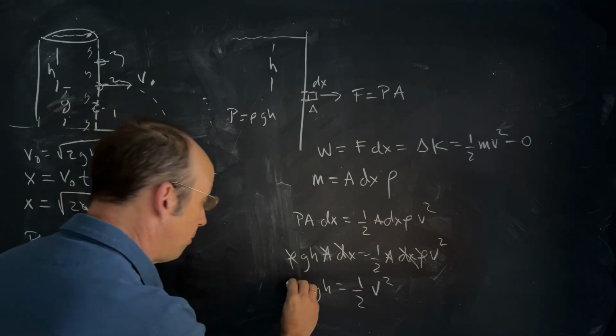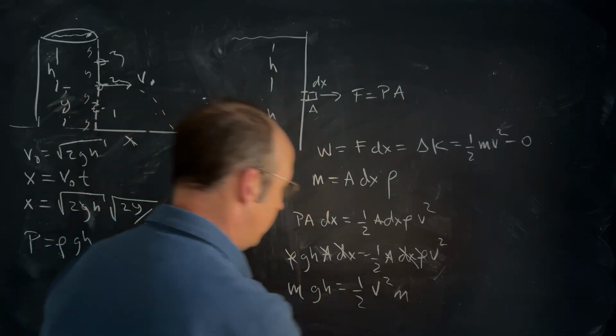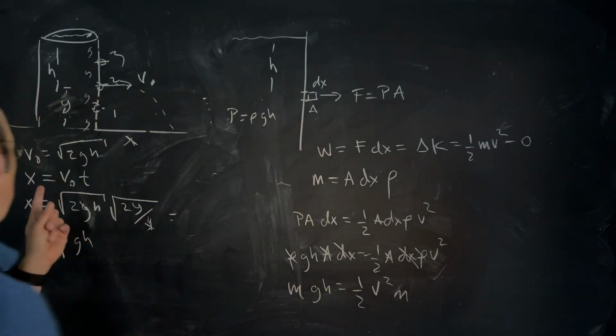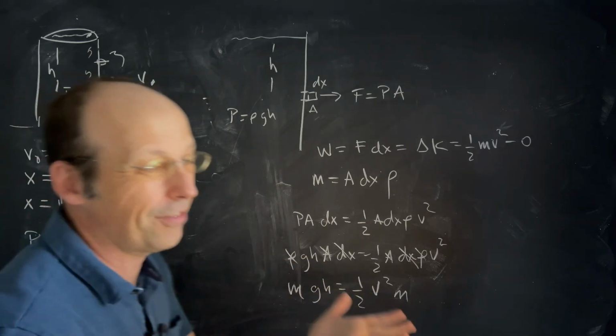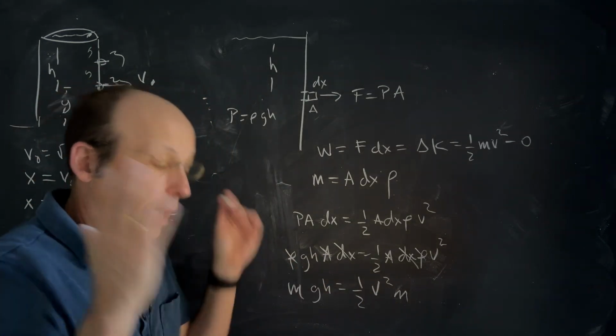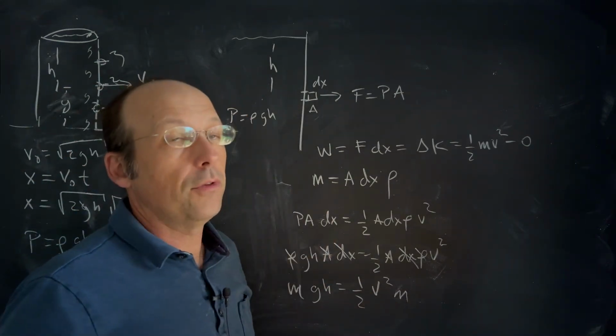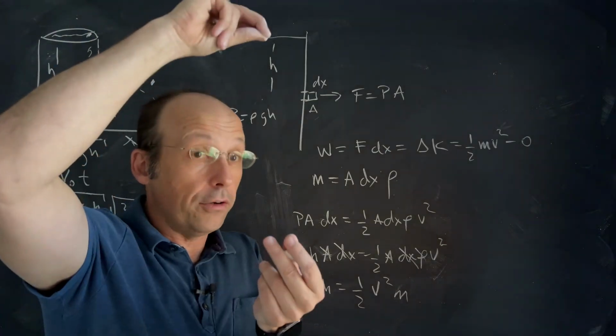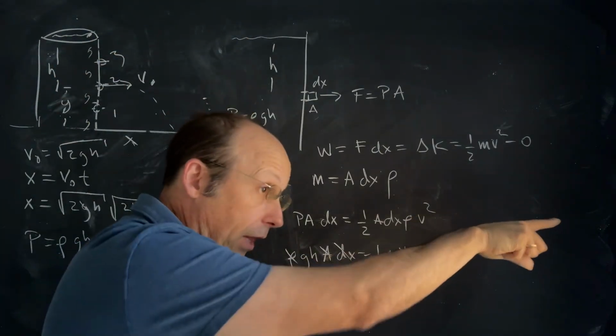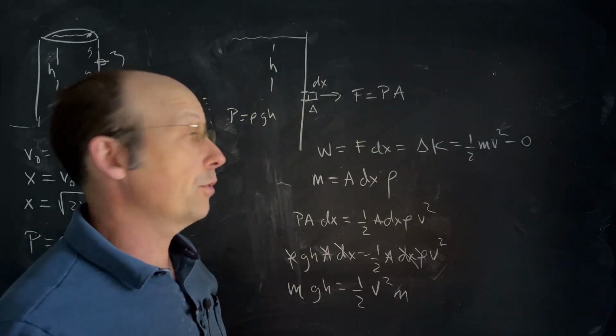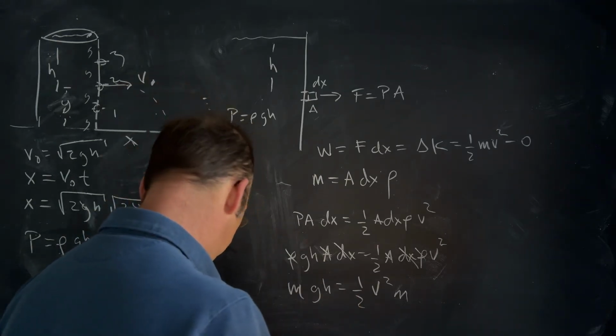Now if I multiply both sides by the mass again, I get back to where I wanted. But I don't even have to do that. I can just solve for v. Okay, so I told you I would do that, right? So now we can use work energy to find the velocity of water coming out, and then use projectile motion to find how far it goes.